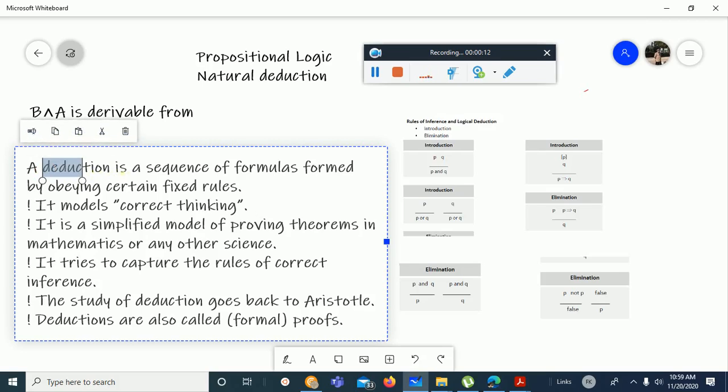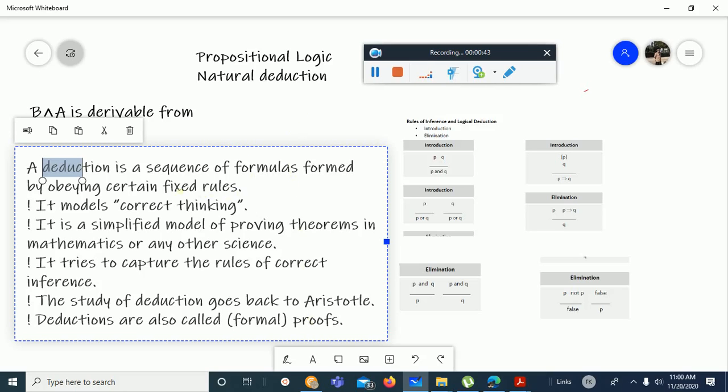Today we will talk about natural deduction in propositional logic. A deduction is a sequence of formulas formed by obeying certain fixed rules. It models correct thinking. It is a simplified model of proving theorems in mathematics or any other science. It tries to capture the rules of correct inference. The study of deductions goes back to Aristotle. Deductions are also called formal proofs.